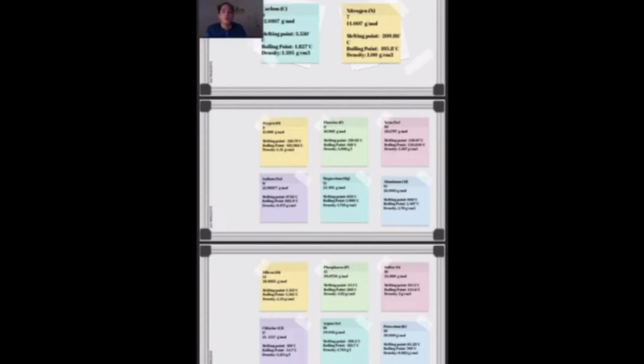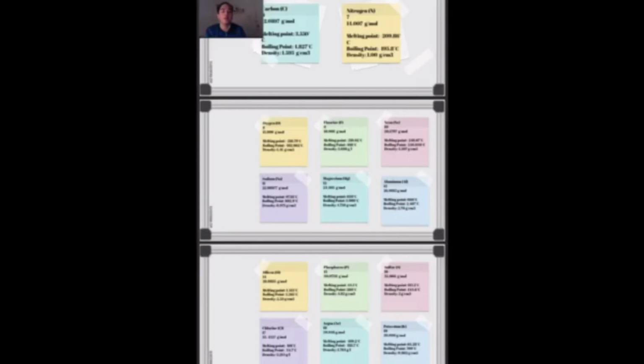Carbon. Atomic number 6. Atomic mass 12.0107 grams per mole. Melting point 3550 degrees Celsius. Boiling point 4807 degrees Celsius. Density 1.597 grams per cm3.